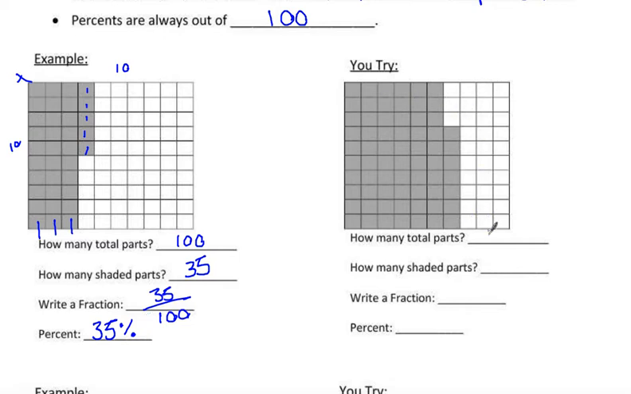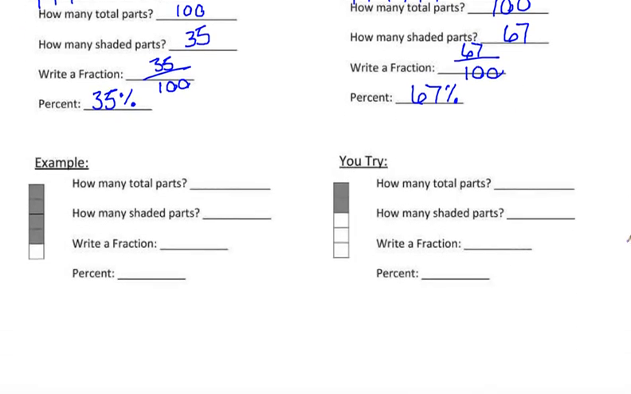So again, there's 100 total parts. How many shaded parts? 10, 20, 30, 40, 50, 61, 62, 63, 64, 65, 66, 67 shaded parts. The fraction is 67 out of 100. So that automatically means it is 67%. You didn't even have to do any math. All right, so let's look at the next one.